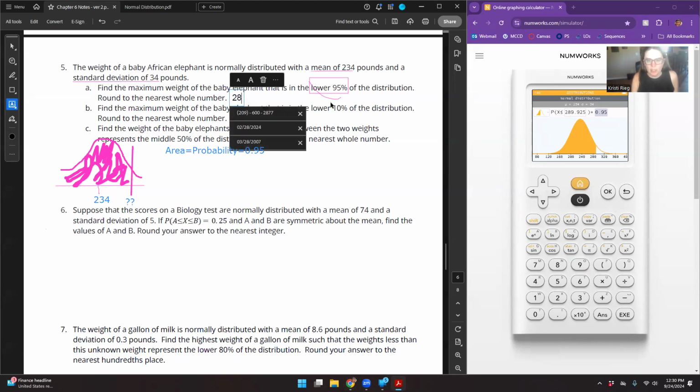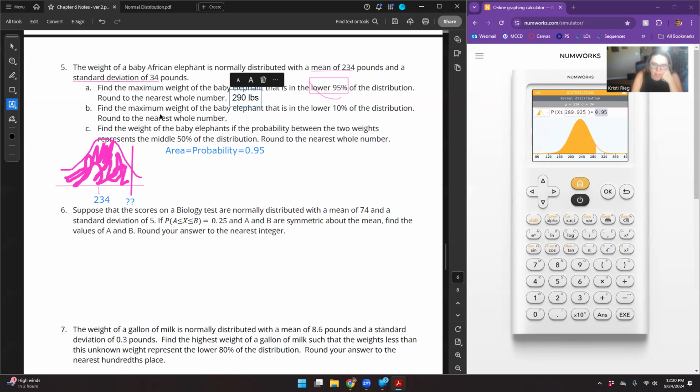200, what does it say? Round to the nearest whole number: 290 pounds. 290 pounds, because it says to round this X to the nearest whole number. So I put the 95%, the area, the probability on the right side, and the X is on the left side.